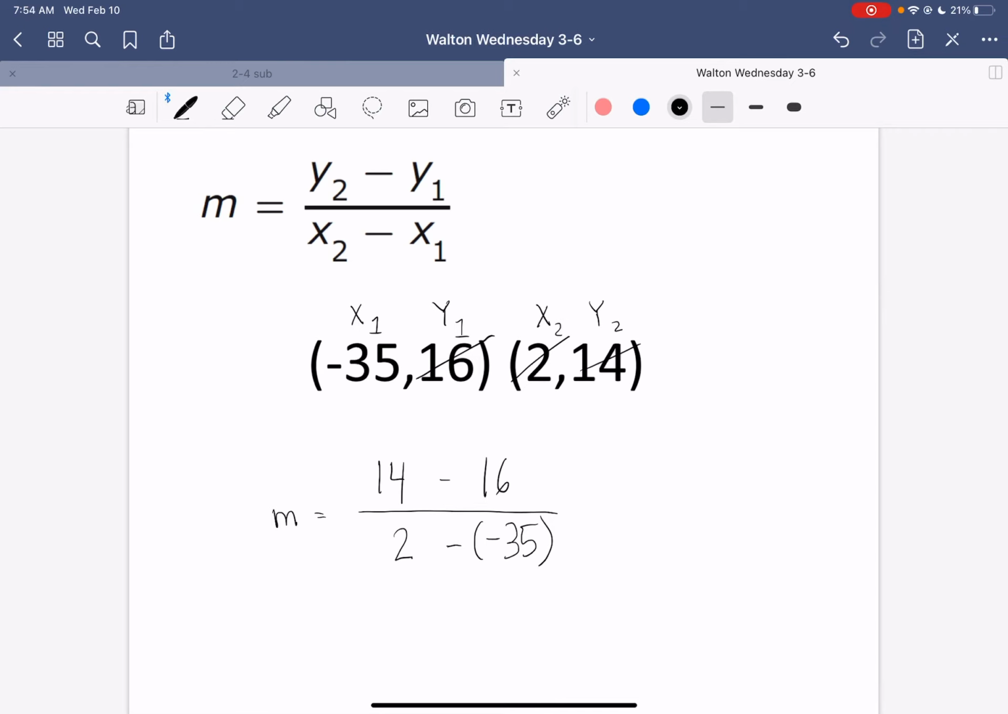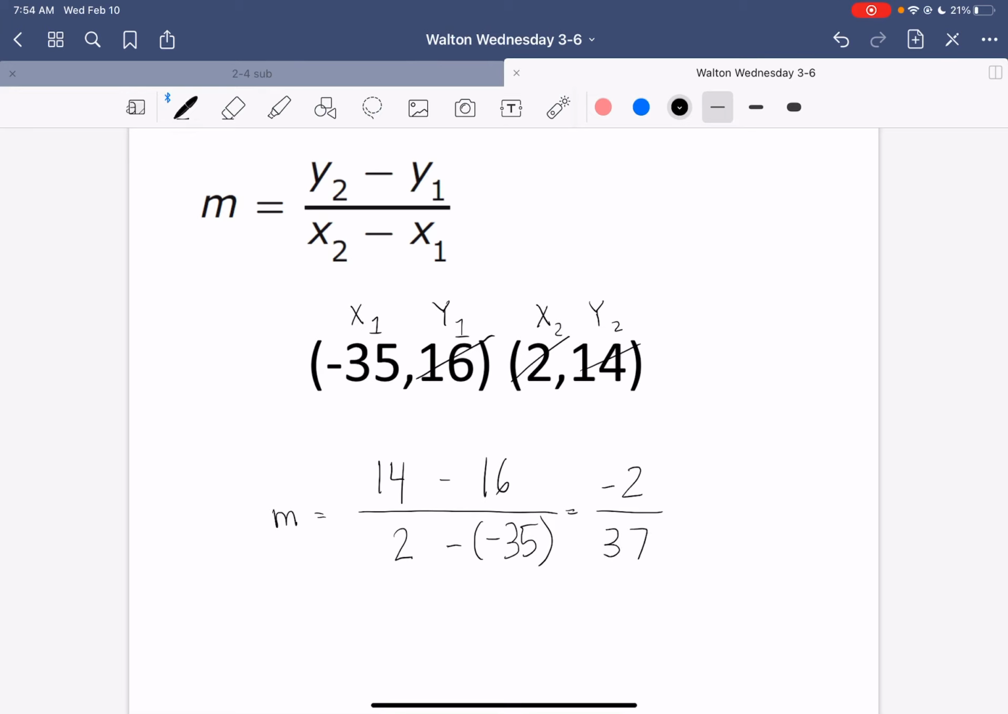So we are going to simplify now. 14 minus 16. Again, you can use your calculator, you can do it in your head. 14 minus 16 is going to be a negative 2, okay? And then we're going to do 2 minus a negative 35. You know that a minus a negative is going to give you a positive. Remember, those cancel out, but if you put it in the calculator, you will still get a positive 37.